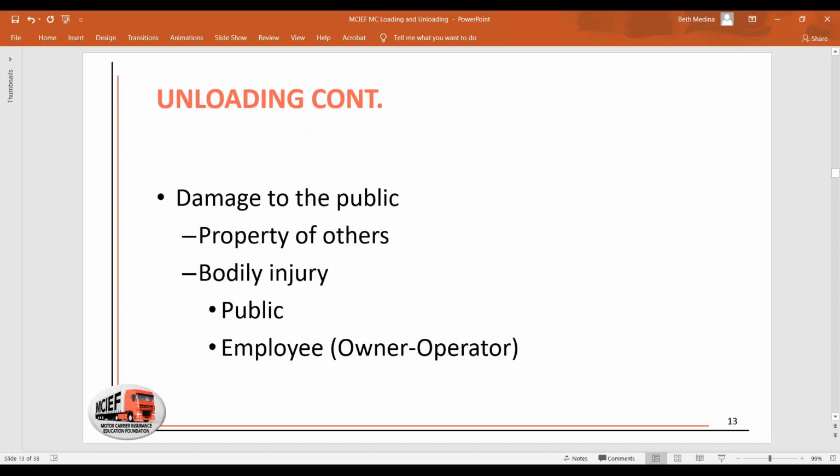So now we've got to talk about what policy responds, the auto liability or general liability. In other words, what we have is an unloading situation where the driver is involved in that unloading, and now as they are unloading those items, the public gets damaged, either because of bodily injury, hitting somebody, putting it in a wrong place and somebody trips over it later, or the property could be damaged, or in the case of the employee, the owner operator could be damaged. This is what our concern would be here.